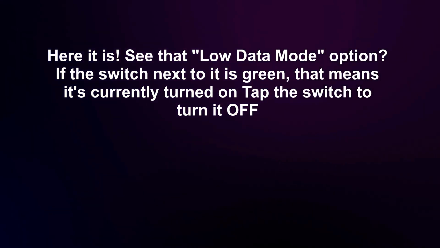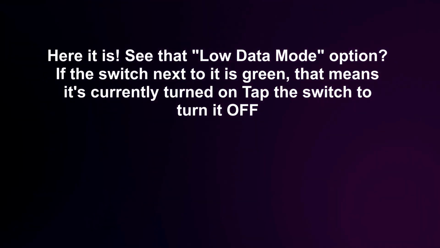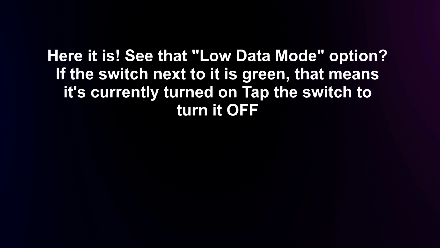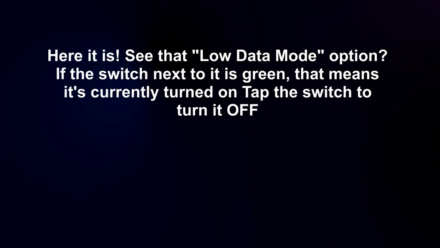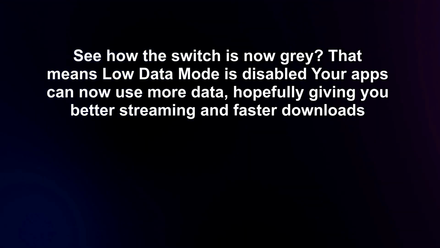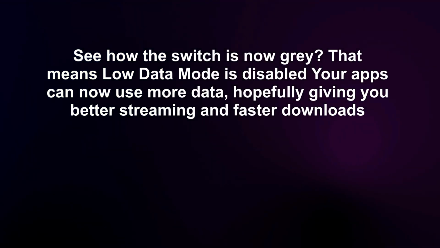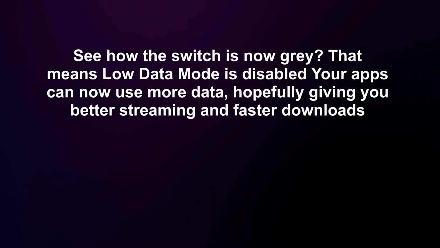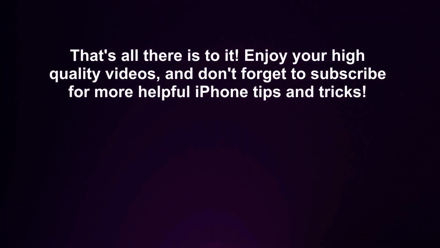See that low data mode option? If the switch next to it is green, that means it's currently turned on. Tap the switch to turn it off. See how the switch is now gray? That means low data mode is disabled. Your apps can now use more data, hopefully giving you better streaming and faster downloads. That's all there is to it.